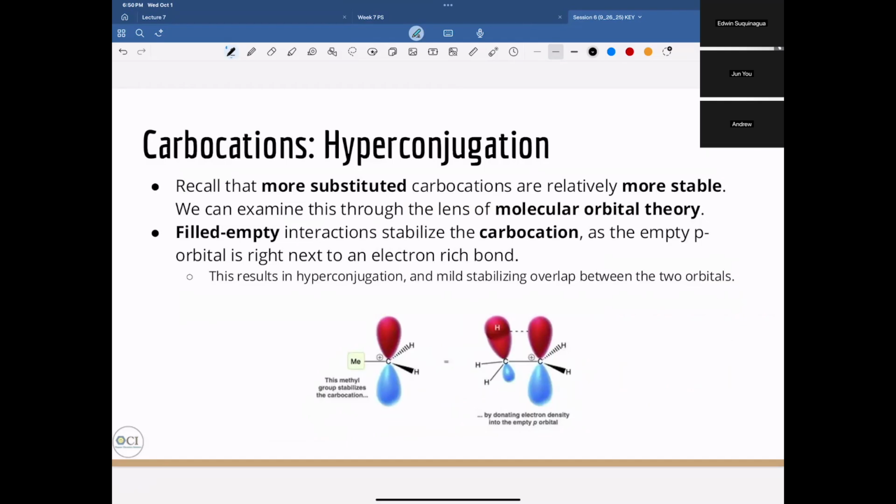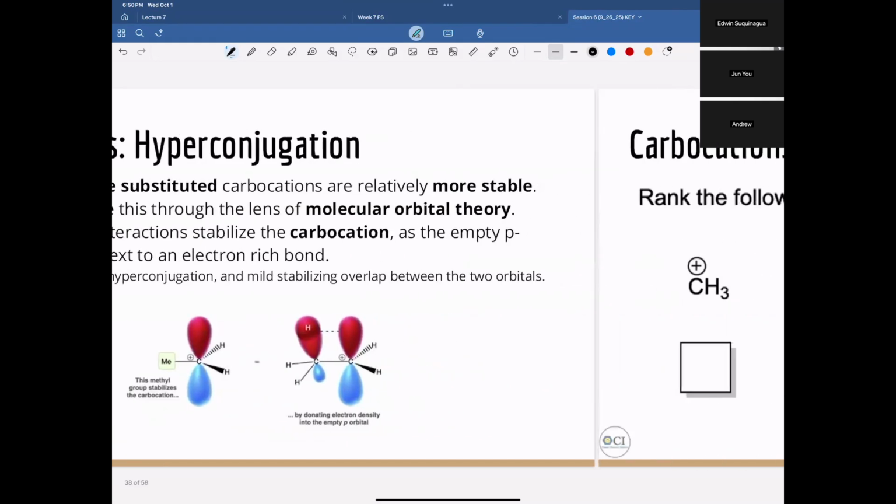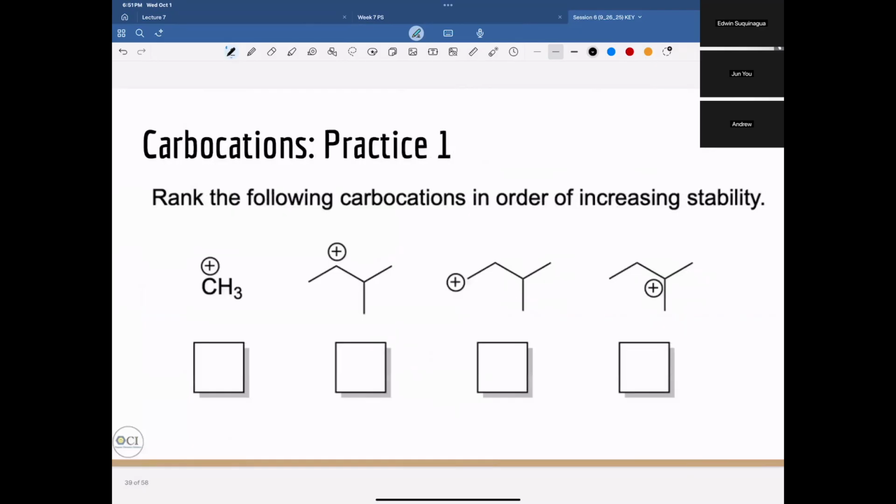Carbocations. Yeah, we just talked about this hyperconjugation, how if there's more alkyl groups around the carbocation, it's going to be more stable. It's basically what it's saying here. Okay. So let's do some practice. We're going to rank the following carbocations in order of increasing stability. So 1 is going to be least stable.